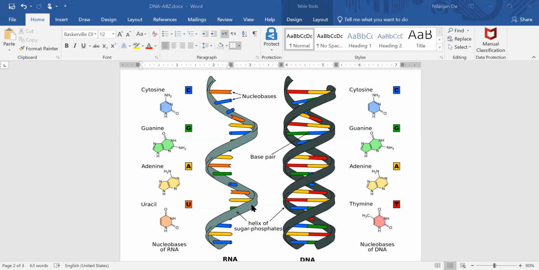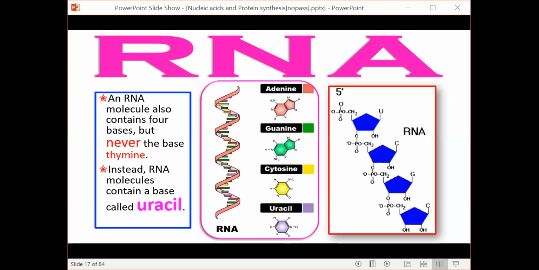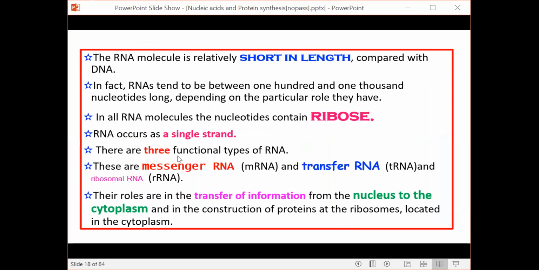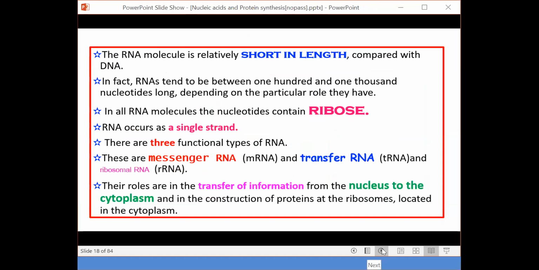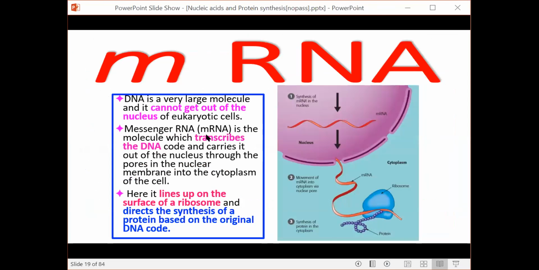So going back to RNA, the three functional types are messenger RNA, transfer RNA, ribosomal RNA. mRNA, as I had explained earlier, is generally synthesized within the nucleus from DNA by a process called transcription.